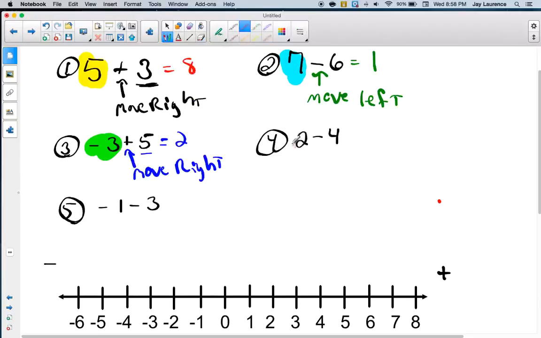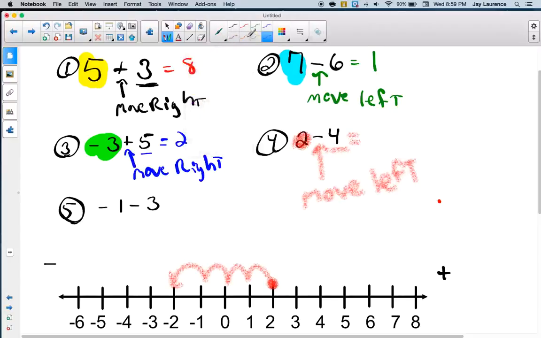Okay, I have a positive 2. So I'm going to go to positive 2. Now this here tells me to move. Which way? This says to move left. I'm going to move left. How many spaces? 4. So I'm going to go left for 1, 2, 3, and 4. Therefore, 2 minus 4 equals negative 2.